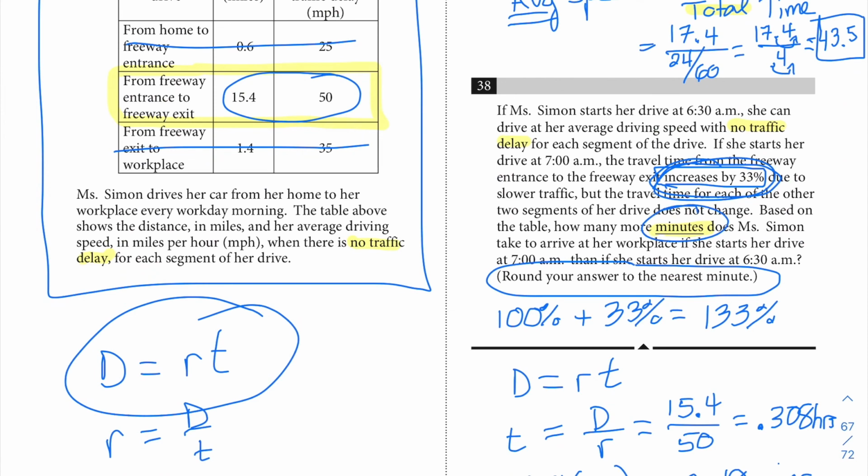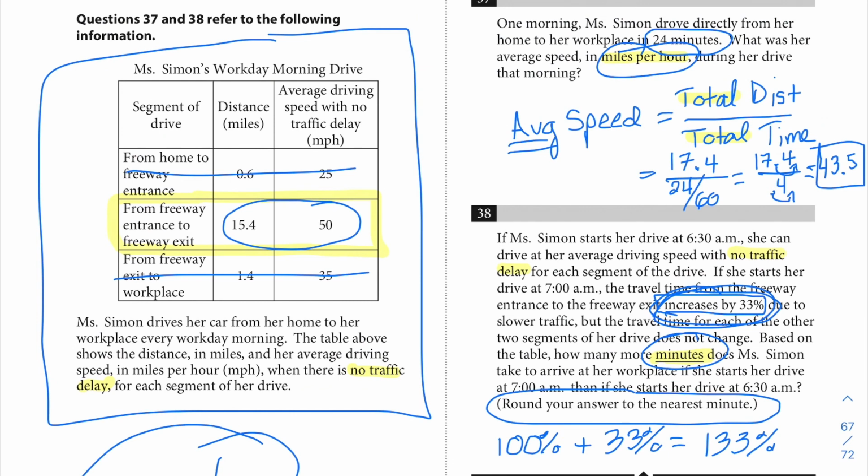So those are 3 keys to take away from this example of a distance, rate, and time relationship for these 2 tough SAT questions, again from College Board Practice Test number 5.